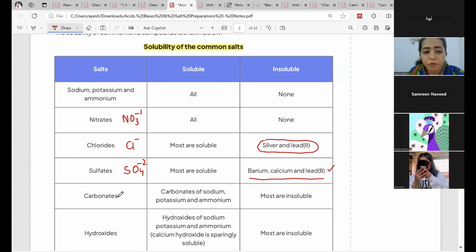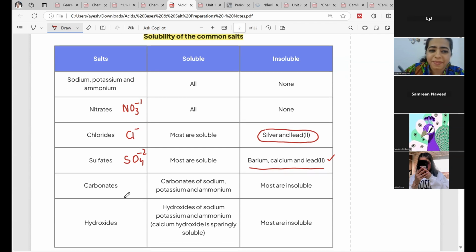Carbonates. For the carbonates, it means there will be what formula? CO3. What charge? CO3 -2, perfect. Carbonate means if they contain CO3 -2 inside, then these carbonates most are insoluble. Do you remember the example of calcium carbonate when we did the lime water carbon dioxide test?